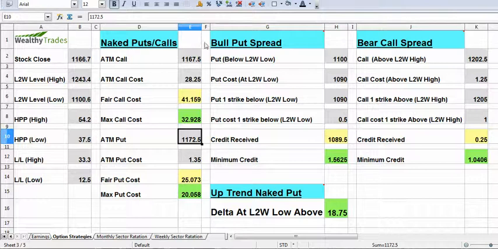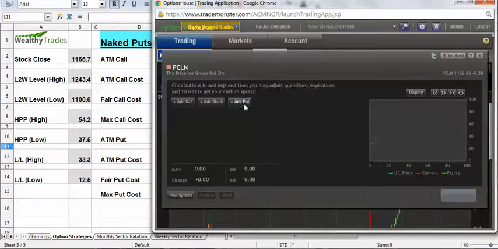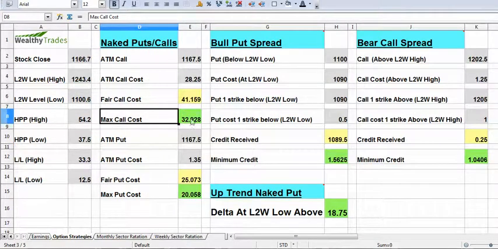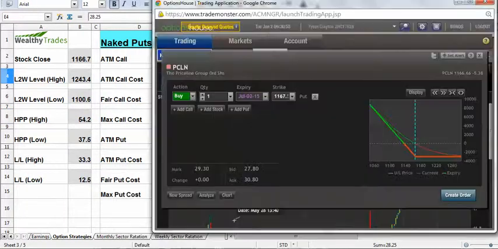Now let's do the put. So the at the money put is going to be the 1167.50 also. Let's price out what that put is. So I'm going to go over to Trade Monster. The thing I like about this too is we're getting 2 extra days. So not only are we buying at a discount, but we're actually getting 2 extra days because we're out to July 2nd, which is good.